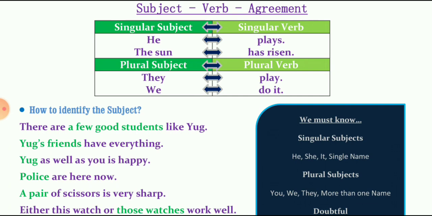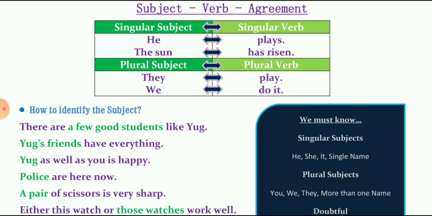Yug's friends is plural. Yug is singular, but friends is plural. That's why we have put have as a plural verb. Yug as well as you. Here you will say there are two subjects, you and Yug. But there is only one subject, which is Yug. That's why we have put here is.